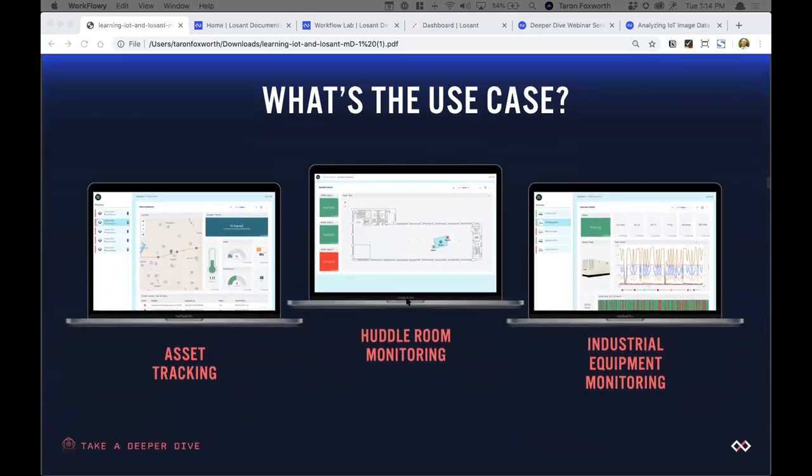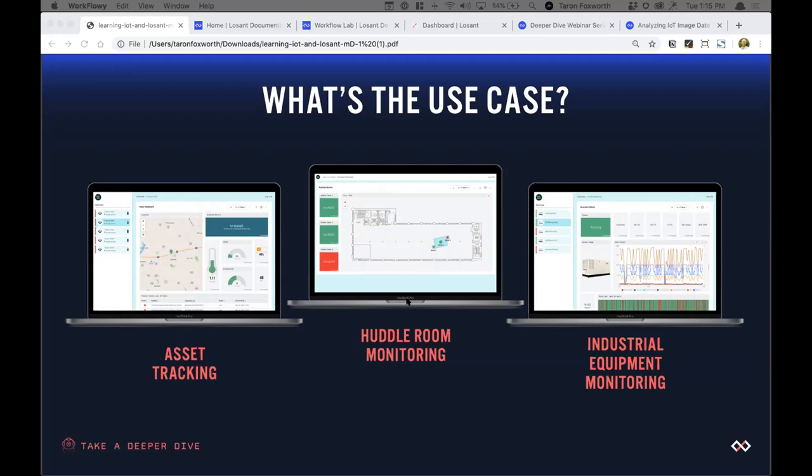The second step is, let's talk about some use cases. IoT, since it's this vast ecosystem, is a concept, right? We can't understand concepts without having anchors. So throughout this presentation, if you need use cases to anchor on, either think about this in the context of your use case, or here are three use cases that we're going to go through that serve as anchors for you to use as you're thinking about IoT throughout the presentation. The three we're going to talk about are asset tracking, huddle room monitoring, and industrial equipment monitoring.